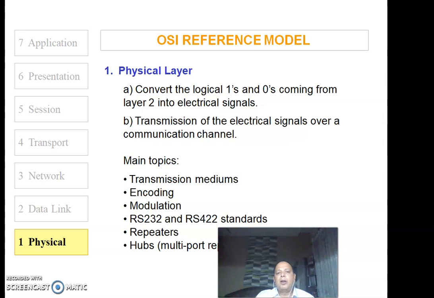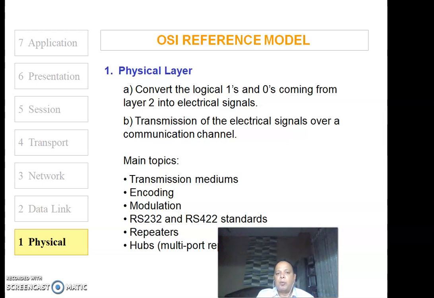This particular layer converts the logical ones and zeros coming from layer 2 into electrical signals. As we have seen, every layer has to offer services to the layer just above it, and it has to work with the layer just below it, and at the boundary there exists an interface which defines the primitives and the services, the responses and the indications and so on. So this layer converts the logical ones and zeros coming from the data link layer into electrical signals.